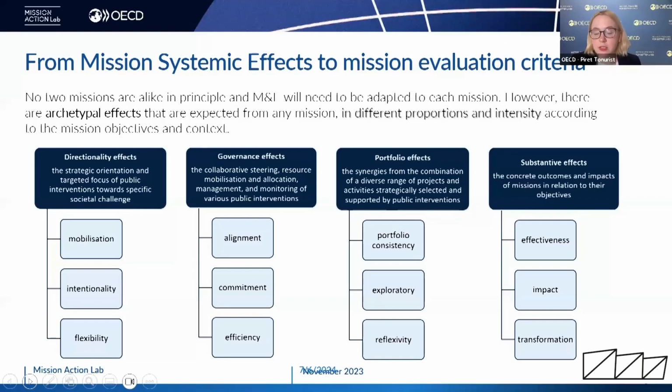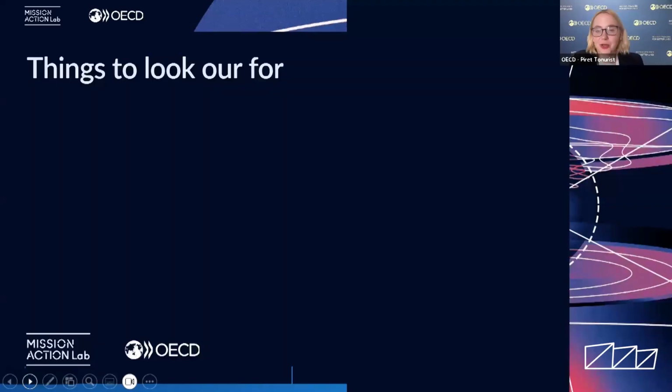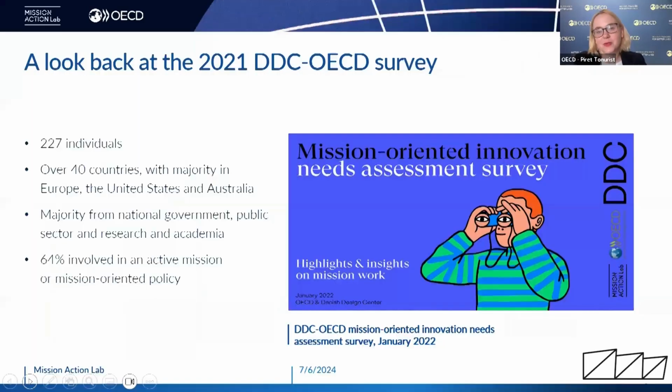And last but not least, it is important to also keep in mind the substantive effects. Is the mission actually going to deliver the effect that we want to see? We look at effectiveness, impact, and transformation connected to those areas as well. And things to look out for, in terms of where missions actually fail or where they don't succeed.